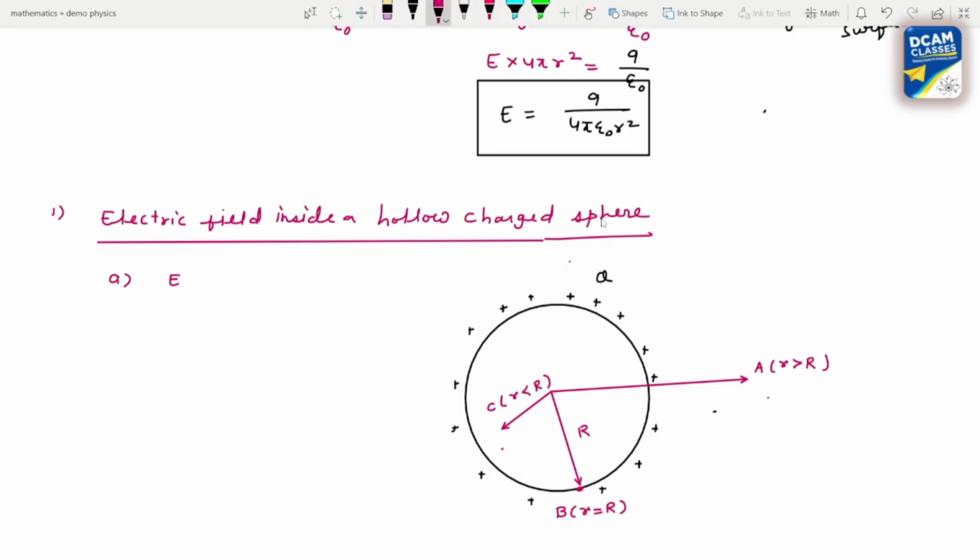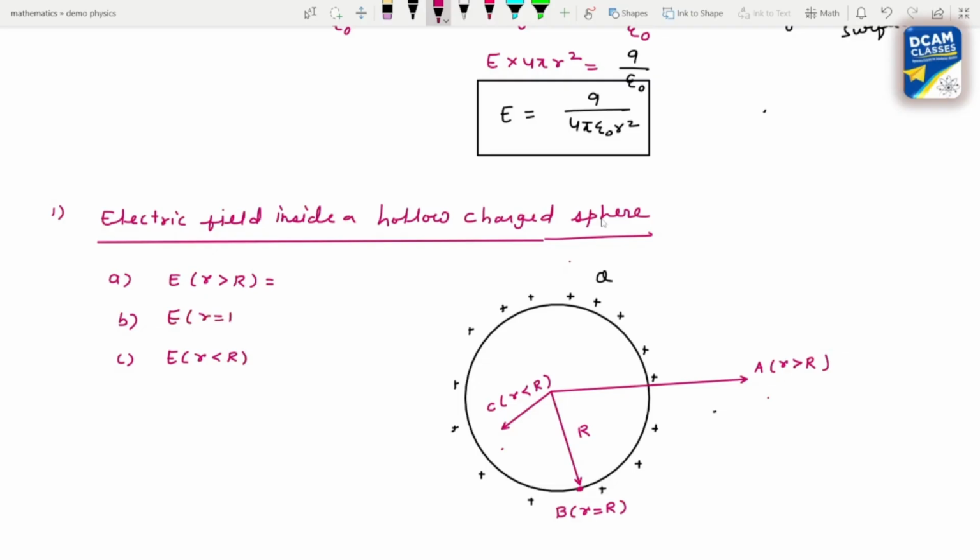Manas? No. If small r is less than capital R, then it will be 0. Why? Because inside there is no matter, no charge. There is no charge. Don't tell me that all the charge is shifted to the surface, because that concept applies to the conductor only. Okay, so there is no charge inside, so it is 0.